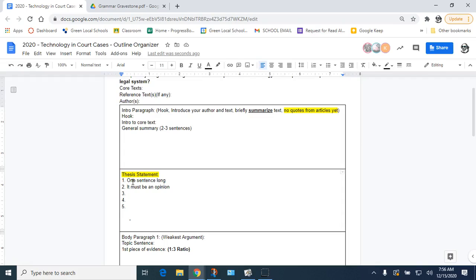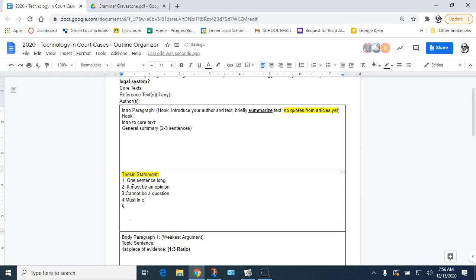The third one cannot be a question. It's a thesis statement, not a thesis question. Don't ask your reader questions, all right? Your reader can't answer you, so don't ask your reader questions, okay?